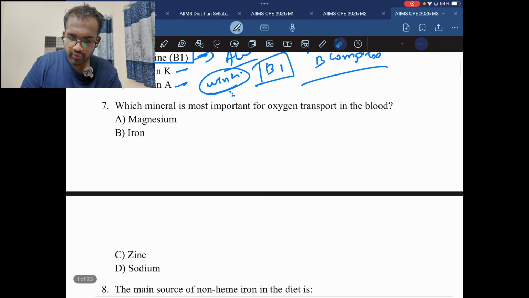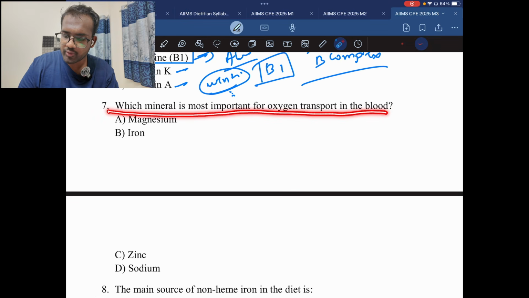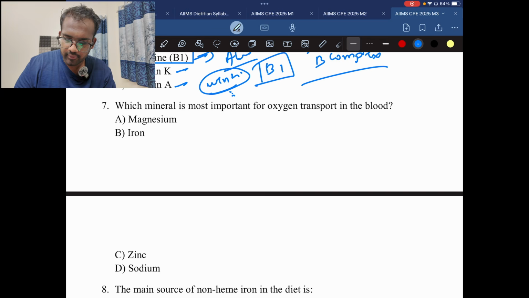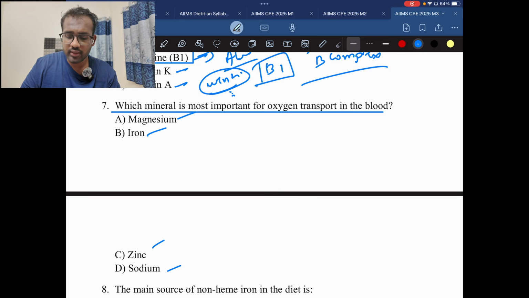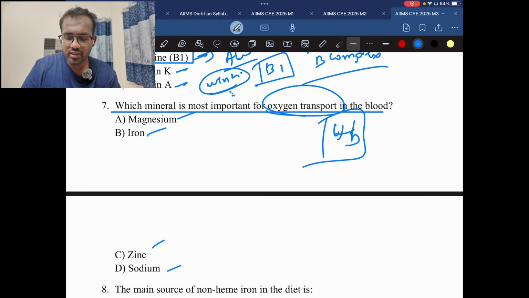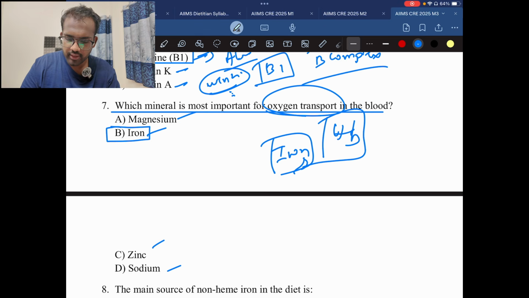Question number 7. Which mineral is most important for oxygen transport in the blood? Magnesium, iron, zinc, sodium. It is a very easy question, but looking at the options, sometimes you will get confused. Oxygen transport is done by hemoglobin, Hb. Hb levels are increased by consuming iron. Iron is present in the hemoglobin, which helps in carrying oxygen. So the answer will be iron.